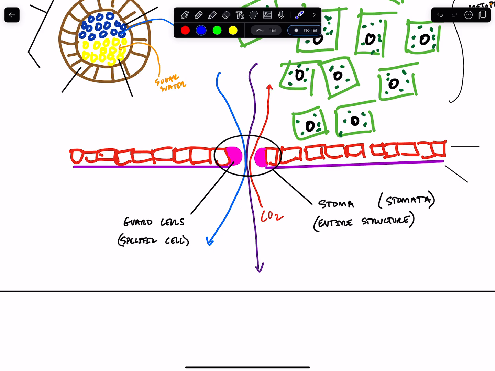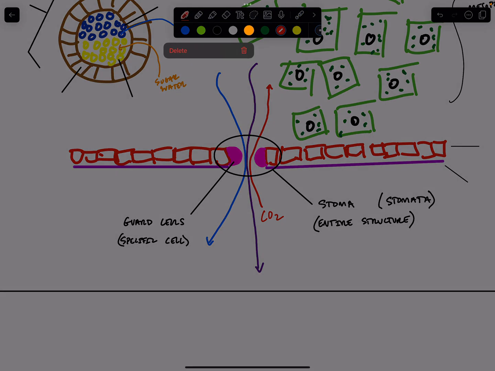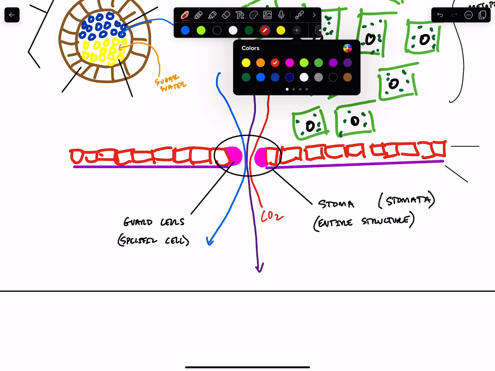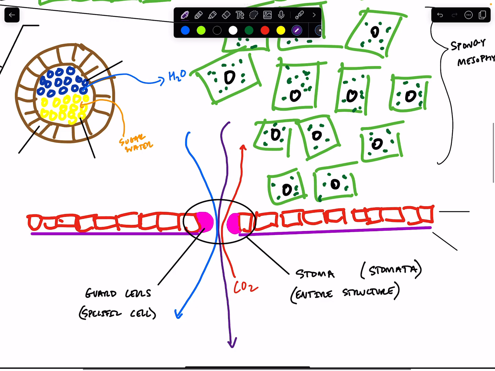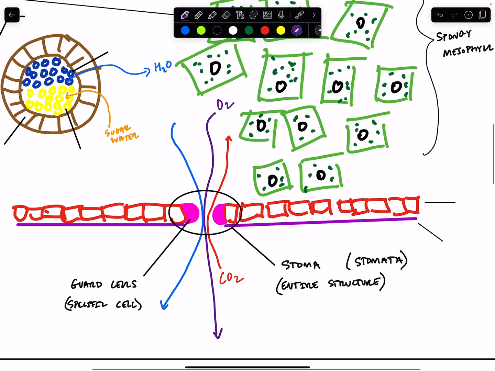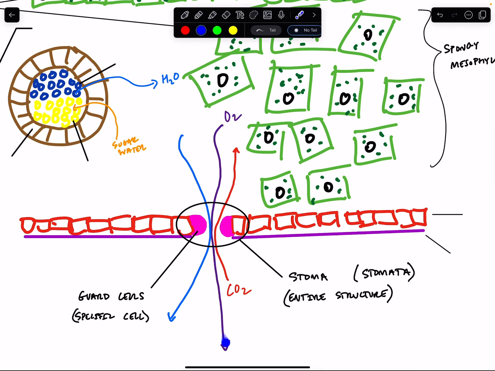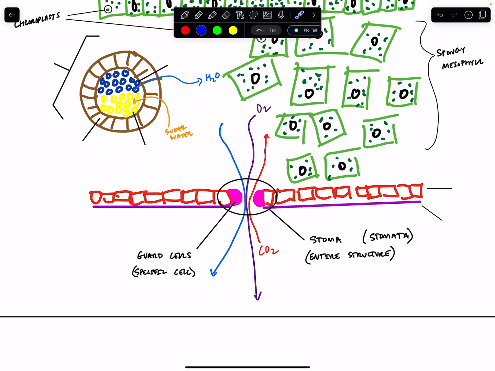Because oxygen is always being produced, I don't have a purple one. Because oxygen is being produced through the process of photosynthesis, it moves out of the leaf when the stomata are open. And then this last blue line represents water.